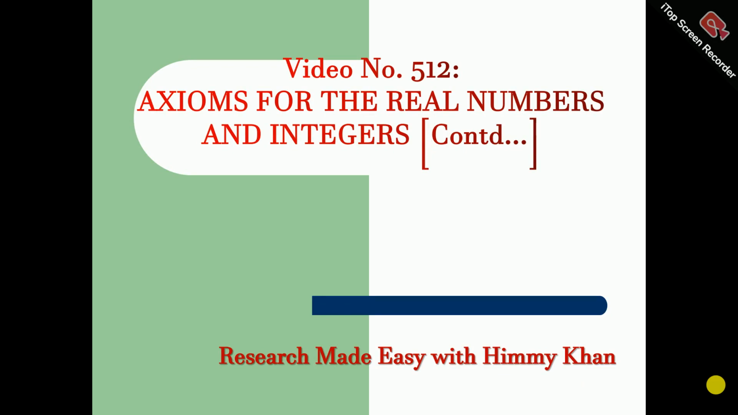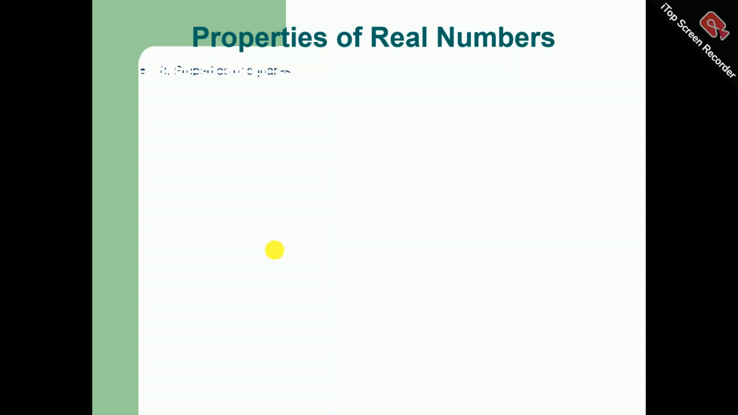This is another video which is based on axioms for the real numbers and integers, which is in continuation of the previous video, that is video number 511. Let me start with the properties of real numbers, and here are the properties of squares.